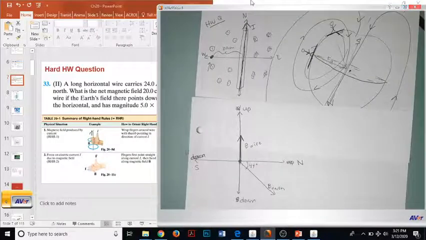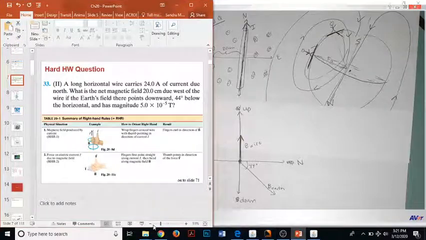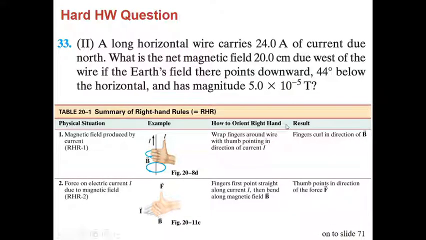To show you where we are with that, we had a 24 amp current due north. The magnitude of this is the magnetic field of a wire 20 centimeters away from a 24 amp current. There's an equation for that. You can calculate that, so you can get a number for exactly what this magnetic field is. Earth's magnetic field is 5 times 10 to the negative 5th Tesla. So 5 times 10 to the negative 5th Tesla is what you will label for the Earth's magnetic field.